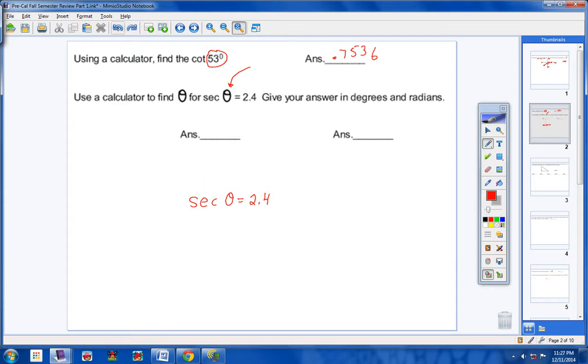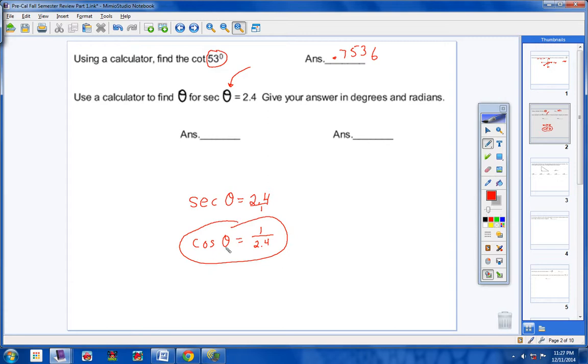We're going to have to flip both sides. So if you flip secant, you get cosine. And if you flip this, you get 1 over 2.4, because 2.4 is over 1, and you flip it. So now I can definitely type this into my calculator.